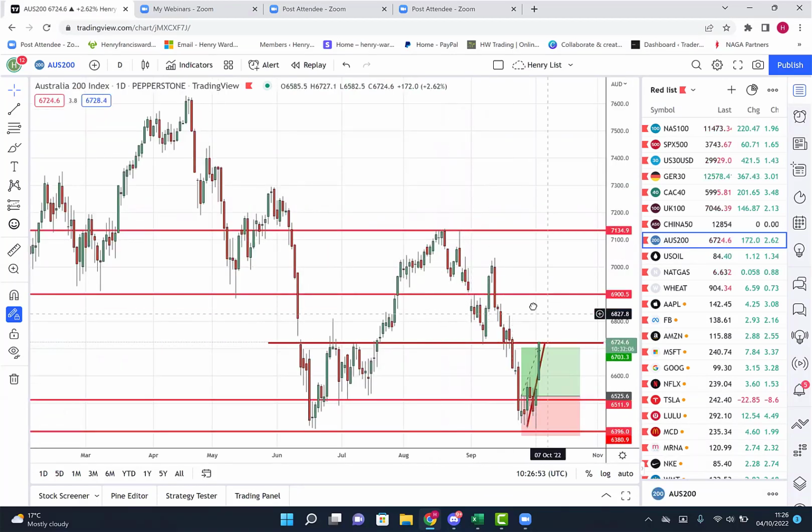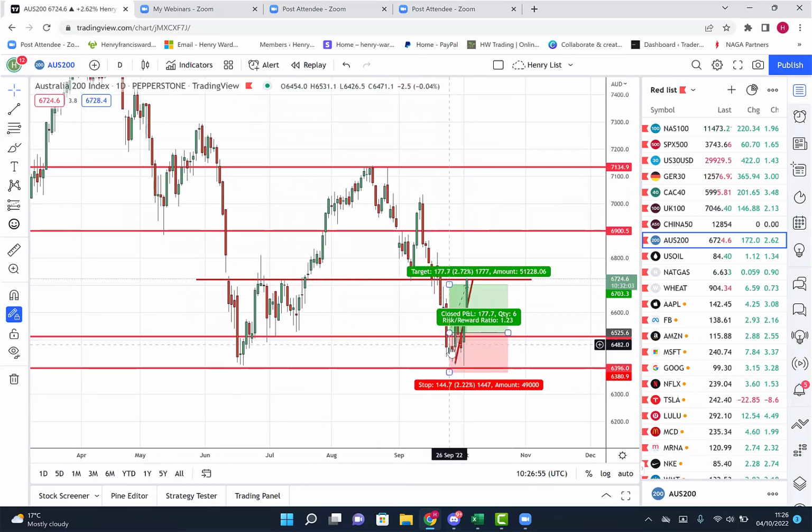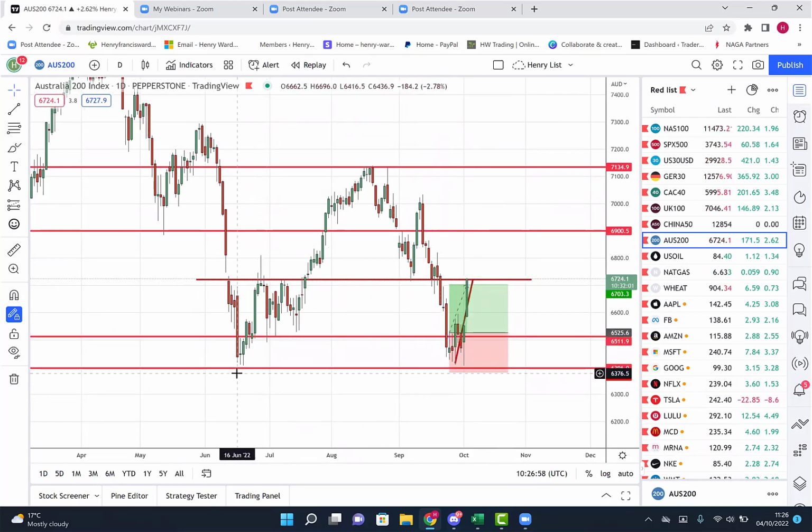And then the Aussie 200 would have hit profit for us. So look, that trade there, stop loss behind the low here.